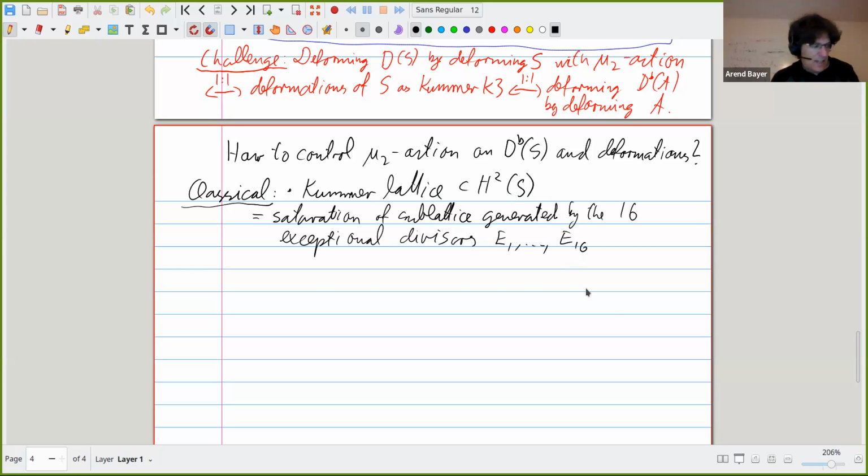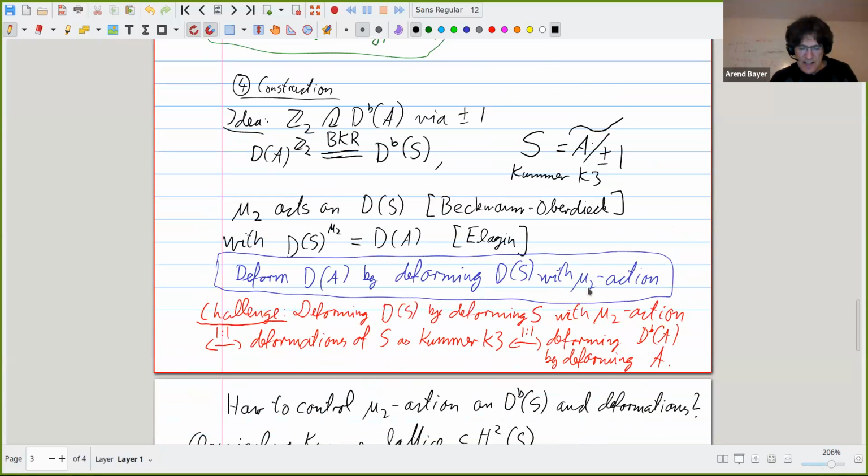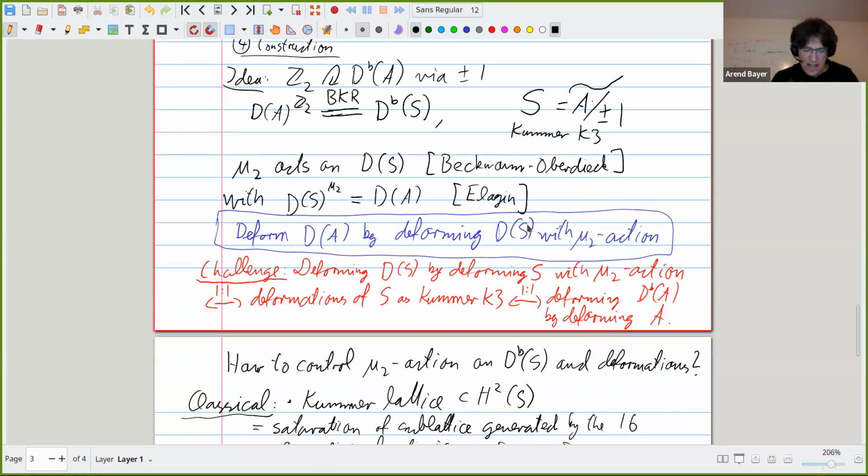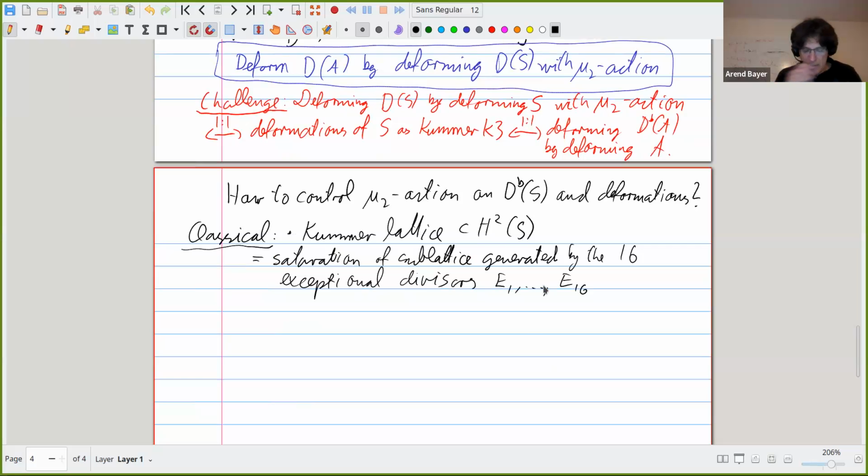Let me remind you that any Kummer K3 is the resolution of A modulo this plus or minus 1 action with 16 fixed points. For every fixed point, I get an exceptional divisor in the map from S to this quotient. And then I look at the group spanned by that, but then also everything that has a multiple that's inside that. It turns out that this subgroup is far from saturated. There are many linear combinations of these where 1/2 of that class is also integral. And that's what I take.